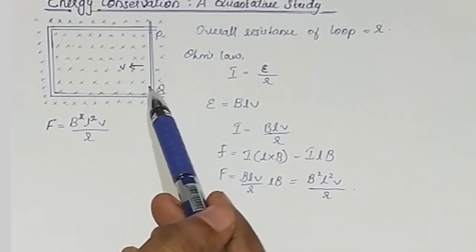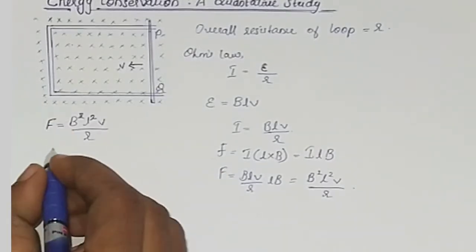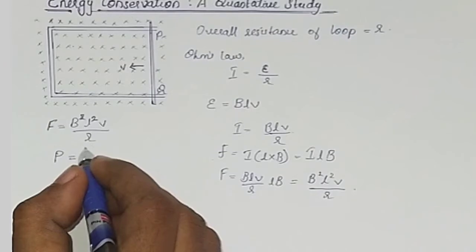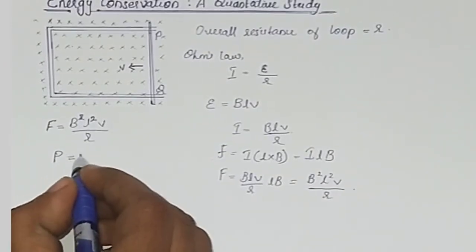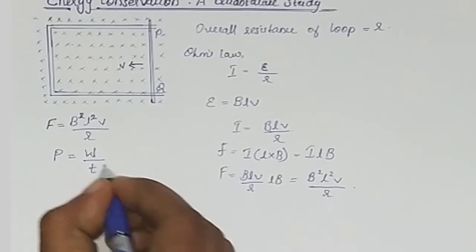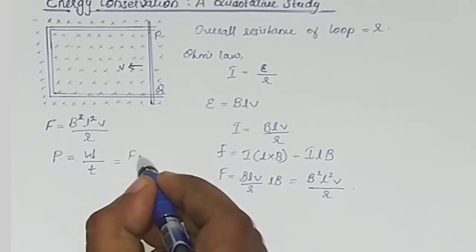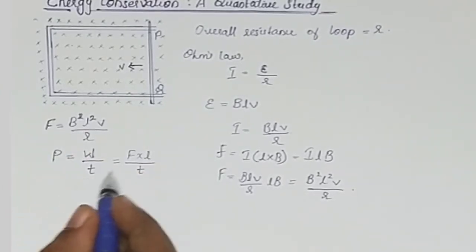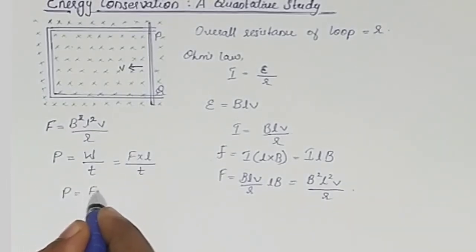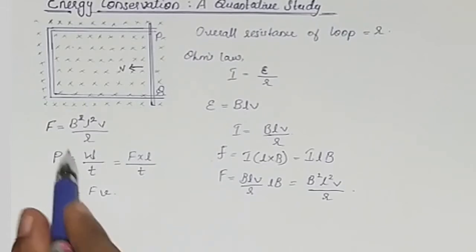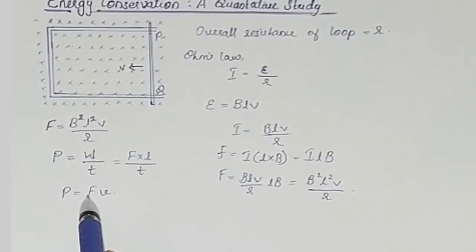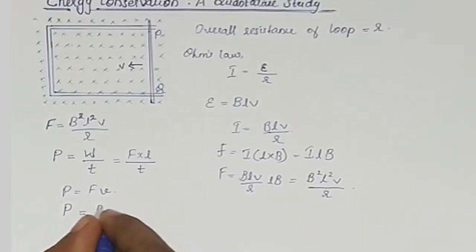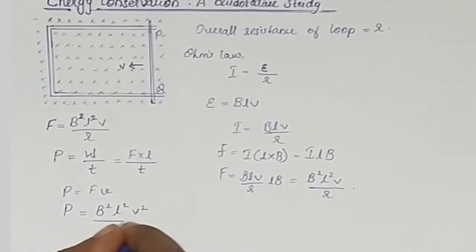Now we know that the arm PQ is pushed with a velocity V, and therefore work is done on this arm. Work done per unit time is power, and since work is force times distance, the expression for power is P = F times V. Multiplying the force with velocity, the power expression becomes B squared L squared V squared divided by R.